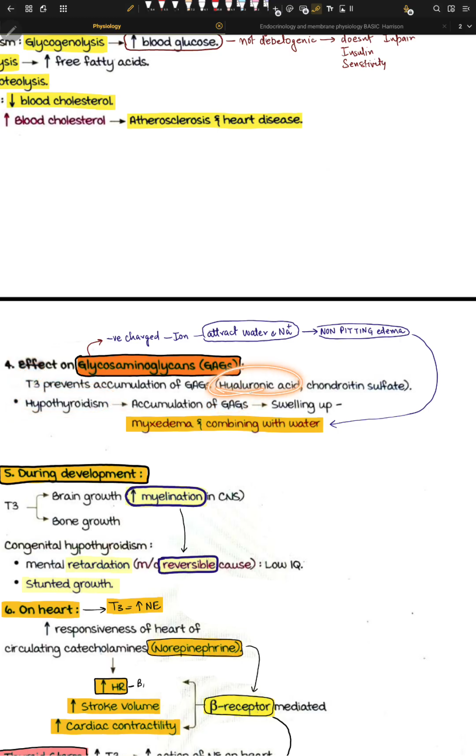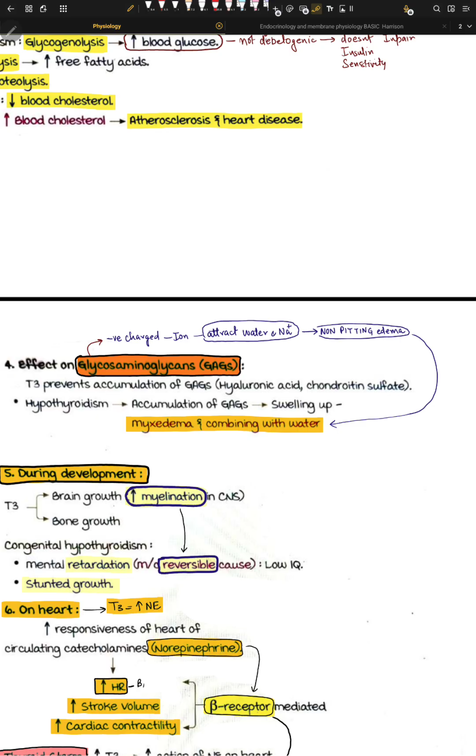So these are proteins, right? If you have leakage of protein from intracellular to extracellular, of course water is going to follow this protein, because water follows by something called diffusion, right? So water follows and then you have something called swelling up, and then we call it myxedema, combining with water, right? So these GAGs are negatively charged ions.